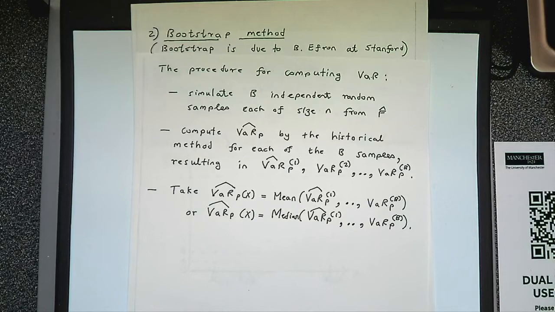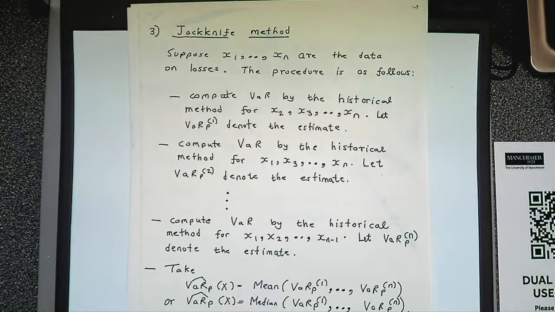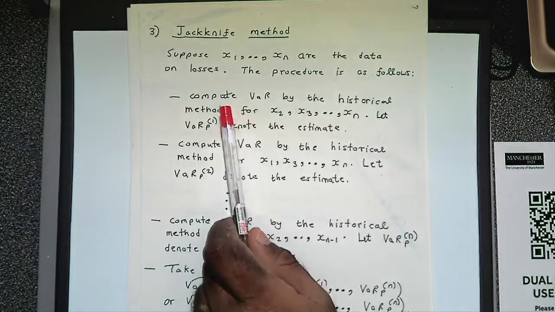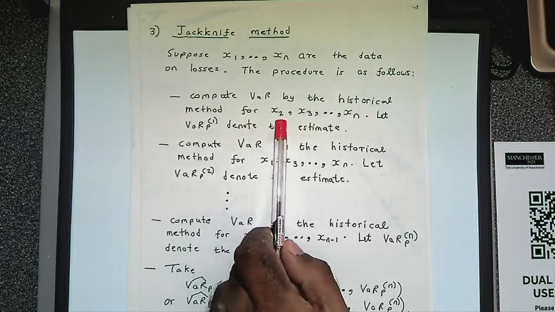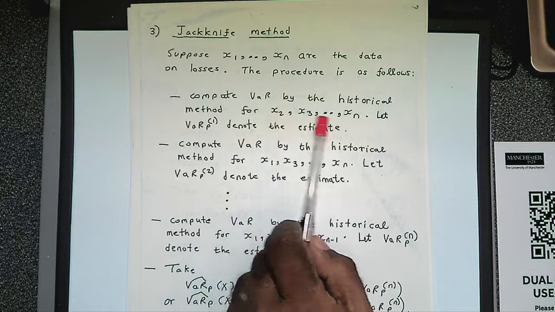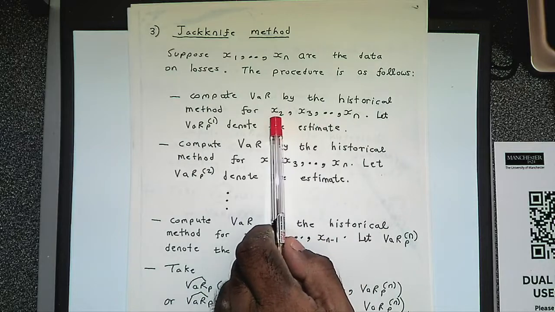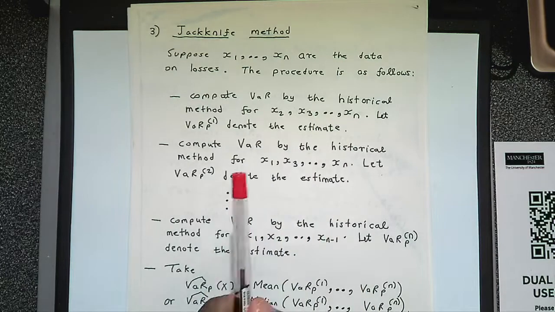The next method is known as the Jackknife method. It's also due to Efron, I think. The procedure is similar, except here the first step is to compute VaR by the historical method for the data, but excluding the first data point. See what I've done here. So the data is from x2, x3 up to xn. So we have deleted the first data point.